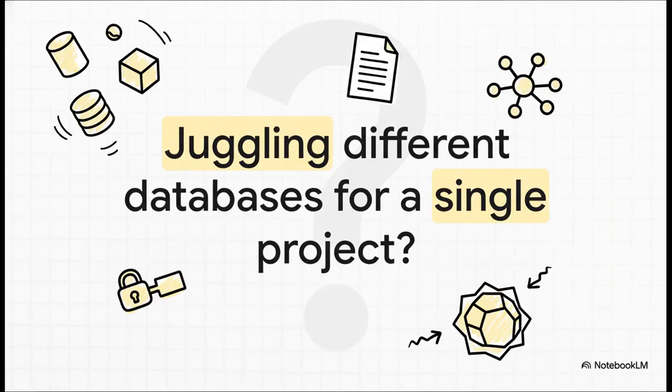So let me ask you something. Have you ever found yourself juggling a bunch of different databases just for one project? Seriously, it's a classic headache. You've got your user profiles living in a document store, maybe a social network in a graph database, and then your session data is over in a key value store. Trying to manage all of that and make them talk to each other, it gets so complicated so fast.